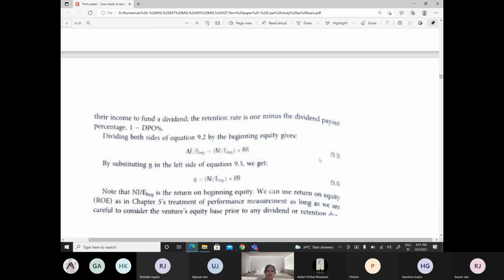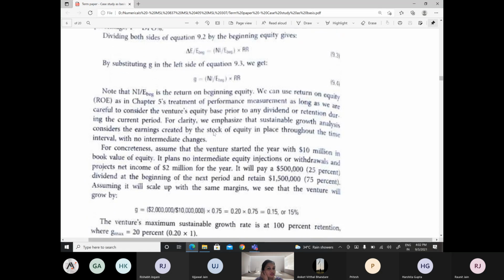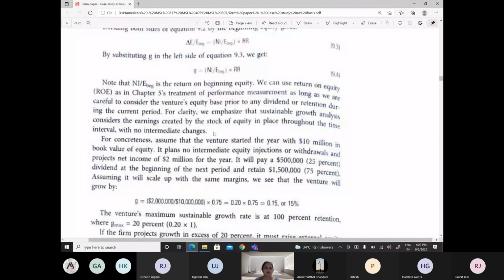And in early stage ventures, no dividends should be paid out. More mature firms may use some of their income to fund a dividend, and the retention rate is 1 minus the dividend payout percent. So it can be 1 minus DPO percentage. So dividing both sides of the equation by the beginning equity gives us delta E upon E beginning is equal to net income upon E beginning into RR. And by substituting G in the left side, we get G is equal to net income upon E beginning into RR. So net income upon E beginning is nothing but ROE, which we've already seen and calculated. Okay. So this is the same method that we can use.